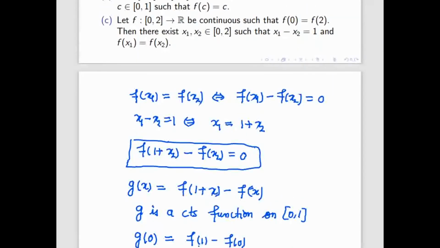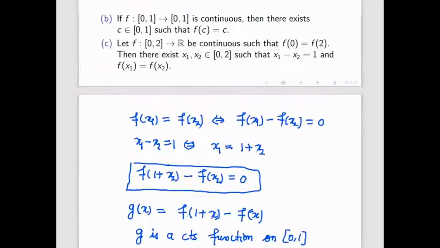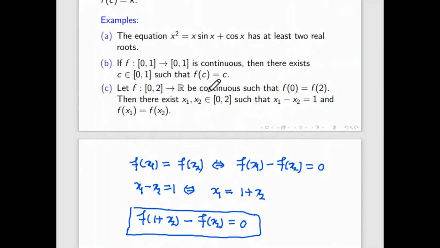Similarly, for part B, you have to construct a function g of x equal to f of x minus x, and then check g0 and g1. Based on that, you can conclude. If you do not get it, we will discuss it in the tutorial class also.